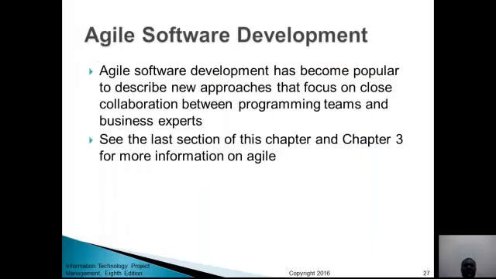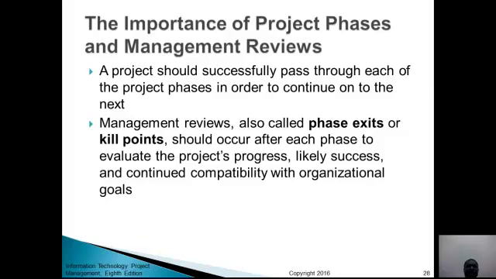Then we have the Agile software development. They normally follow the adaptive life cycle. It has become very popular nowadays. Okay, and it's a software development approach describing a new approach that focuses on close collaboration between programming teams and business experts. So the Agile methodology is used, and you must form a strong collaboration between the business partners and the technology experts. So you can read them in chapter 3. Okay, that's our next chapter. We'll go there very soon.